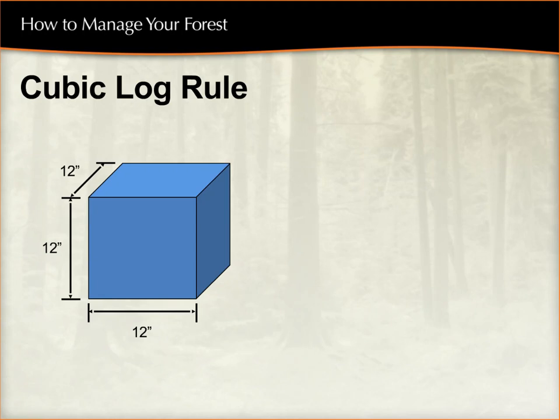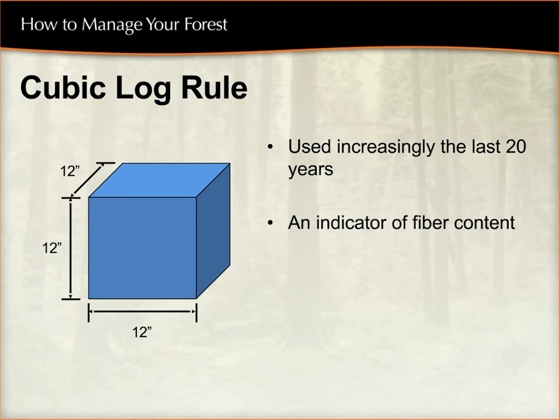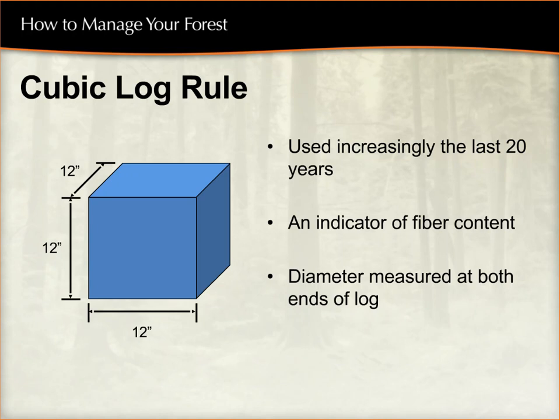The cubic log rule, while not as commonly used as the Scribner log rule, is being used more and more. This rule is a more accurate indicator of a log's fiber content because it takes into consideration the diameter at both ends of the log, rather than simply the small end, as in the Scribner log rule. The basic unit of measure under the cubic log rule is the cubic foot, simply a piece of wood measuring 12 inches by 12 inches by 12 inches.